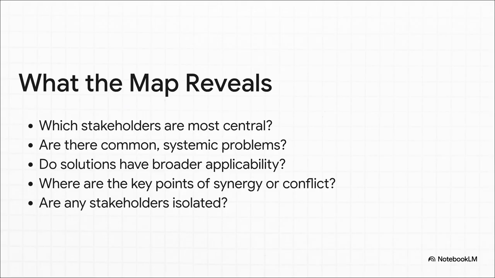You might suddenly realize, whoa, our lead engineer and our head of marketing are both trying to solve the same customer communication problem, but they're coming at it from totally different angles, and they've never even talked about it. Your map makes that link impossible to miss. You can finally see who the real central hubs are, find synergies you never knew existed, predict conflicts before they blow up, and spot the people who are isolated and need to be brought into the loop.